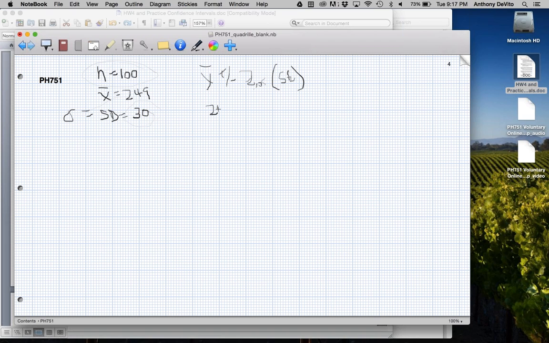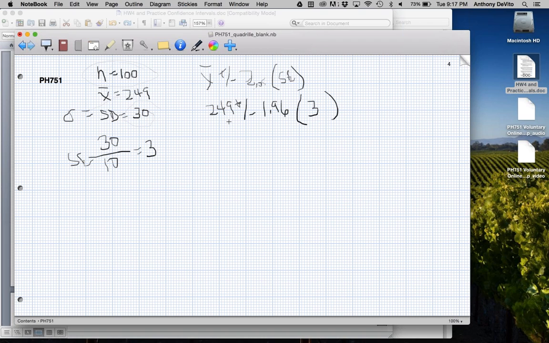Okay, which in this case is going to be $249 plus or minus, since we're going to assume we know sigma, 1.96 times our standard error. Now, what's our standard error? Well, the standard error is going to be equal to sigma, the standard deviation, 30, over the square root of the sample size, which is 10 (wait, 100), which is going to be equal to 3, just like we had before.